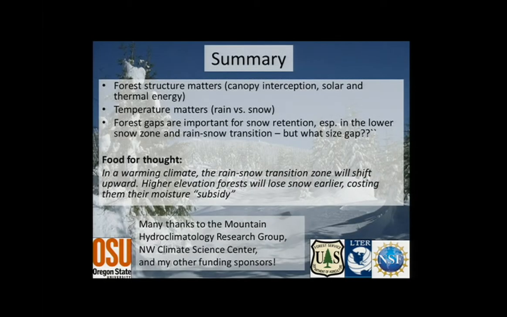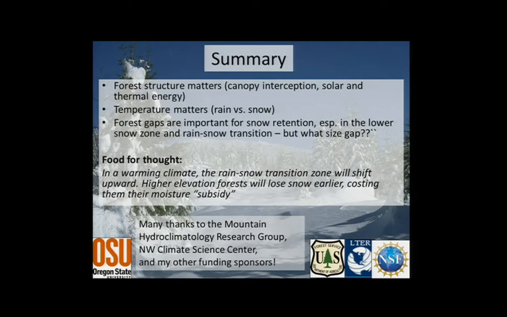So in summary, forest structure matters, trees matter. We need to know about the canopy interception. We need to know about the solar and the thermal energy, that long wave energy. Temperature matters, which is the same as elevation in our part of the world. We need to know if it's rain versus snow. And forest gaps are important for snow retention, but it varies depending on the elevation. The effect of the forest depends on this proportion of rain versus snow and the canopy interception and the long wave. So, food for thought.